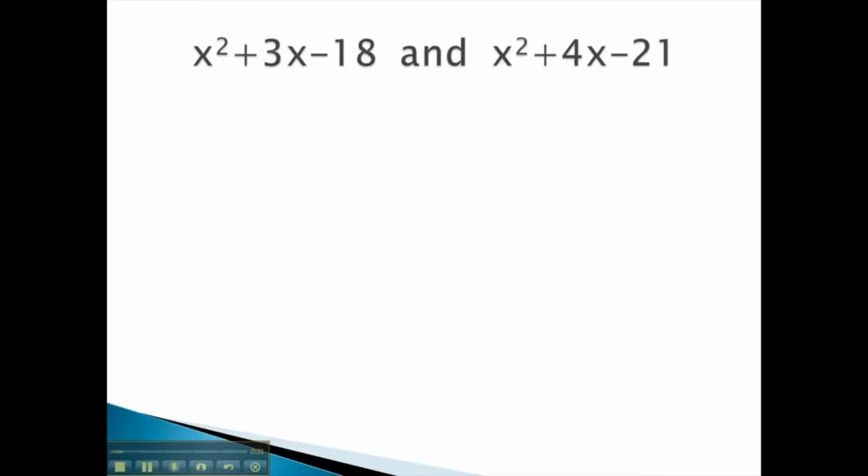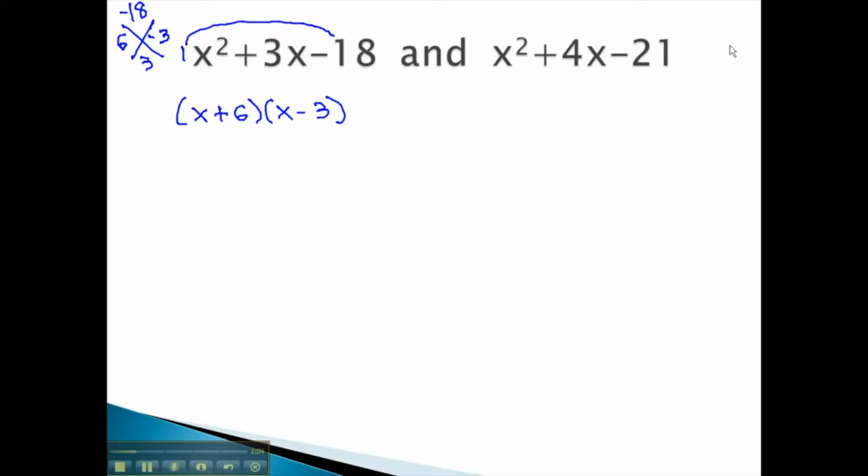In this problem, we want the least common denominator of these two polynomials. To find all the factors, we need to factor each polynomial first using the AC method. Multiplying to negative 18 and adding to 3 will be 6 and negative 3. Because we have a 1 in front of x squared, we know our factors are x plus 6 and x minus 3.